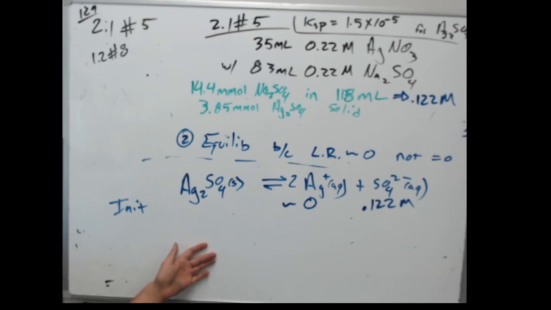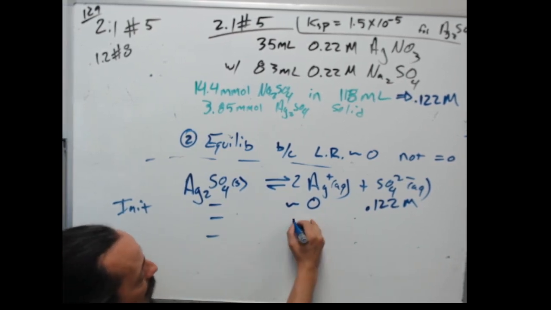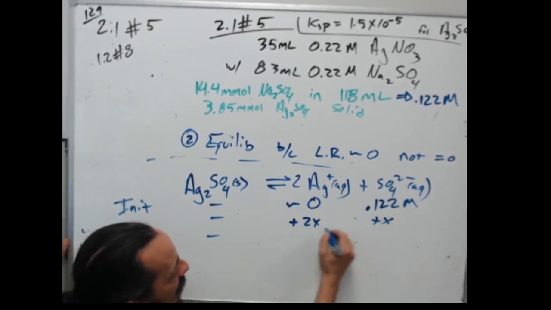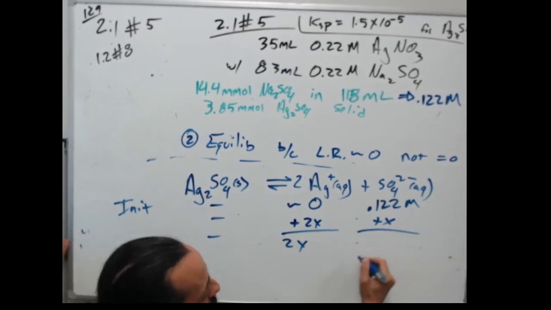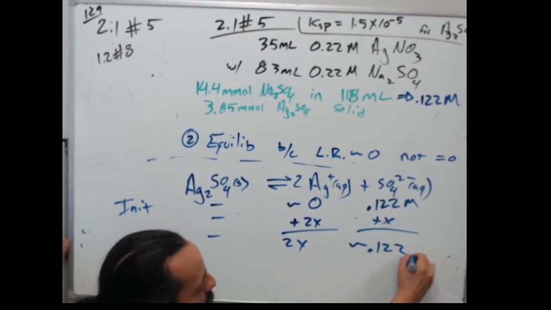Can you solve this equilibrium table? Yeah, no problem. Let's go ahead and do it real quick. Plus 2x, plus x. This is going to be 2x. This is going to be approximately 0.122.